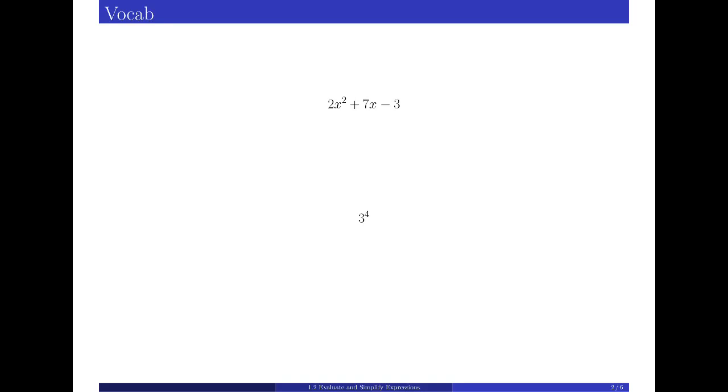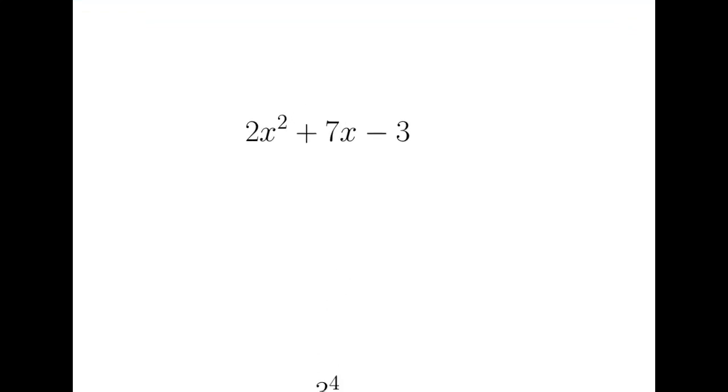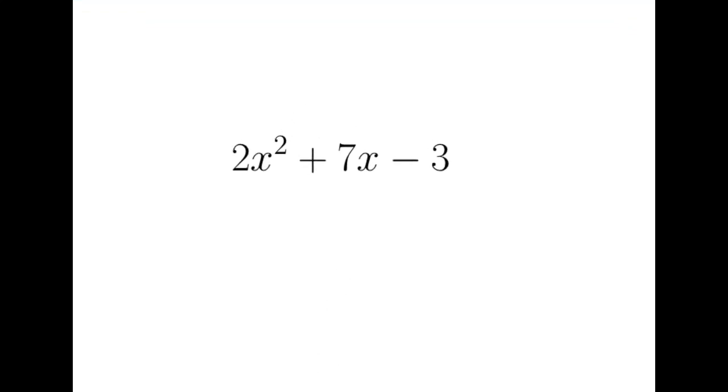So first, let's look at a few terms that we will use describing expressions. So first of all, an expression is not an equation. So if there's something like this where I have 2x squared plus 7x minus 3, this is an expression because there's no equal sign. If this is equal to something, then it's an equation. So an equation is a statement that has an expression on either side. So that's the difference between an expression and an equation.